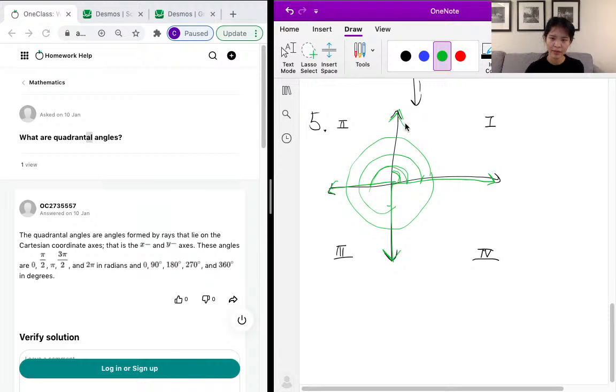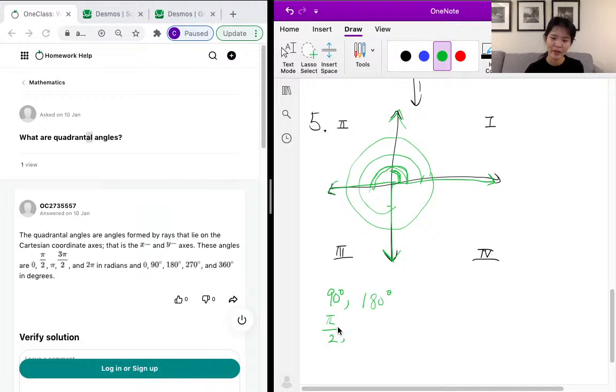Those quadrantal angles are 90 degrees. So the angle that goes from here to the y-axis is 90 degrees, and 90 degrees is pi over 2 radians. And then the second quadrantal angle, which goes to a flat line over here, is 180 degrees.